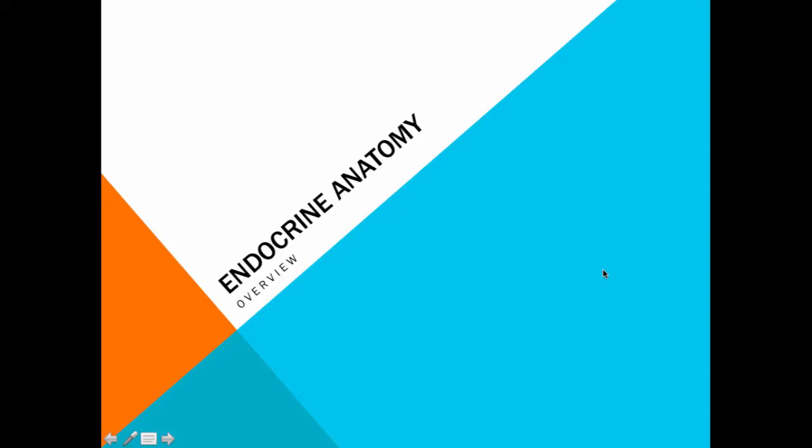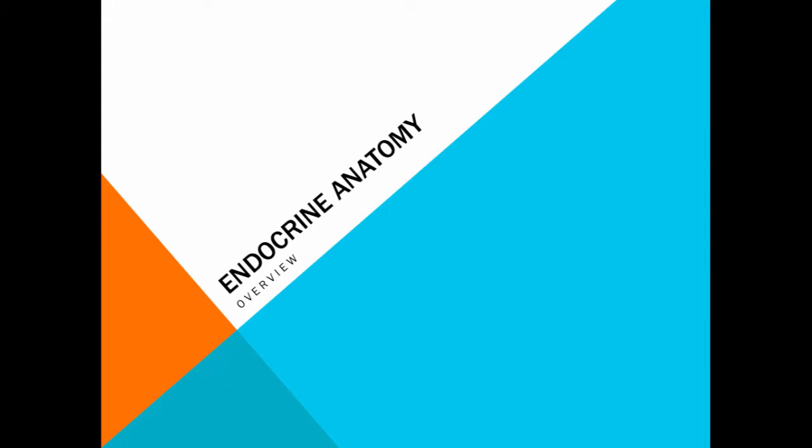Today we'll be going over endocrine anatomy. So what does endocrine mean? We know that crine means secretion and endo means within, so that means secretions within the body. You also have exocrine glands, which would mean that the secretions are outside of the body.